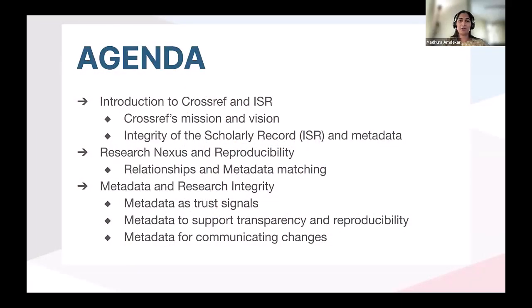The agenda for today's talk would be as follows. I'm sure that many in the audience would have already heard of Crossref and what we do. But just as a refresher, I'll start by briefly introducing Crossref, who we are, and what we do. I will share a bit about Crossref's vision, as well as introduce you to the concept of integrity of the scholarly record. In the second section, Dominika will speak to us about the concept of Research Nexus, the importance of relationships between metadata components, as well as metadata matching that drives reproducibility. And in the last section, my colleague Martin will talk about how key metadata elements can act as signals of trustworthiness for research outputs, how metadata can support transparency and reproducibility, and how metadata is important for communicating changes.